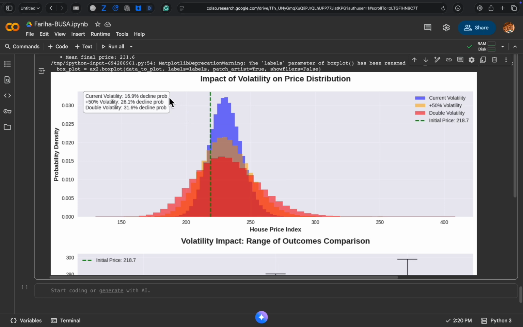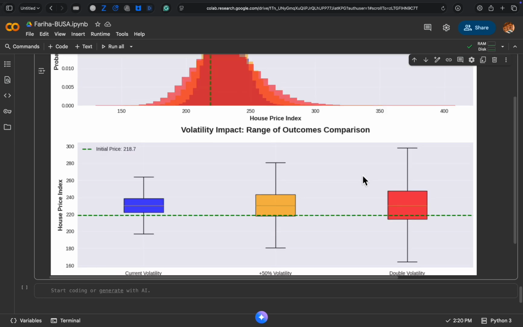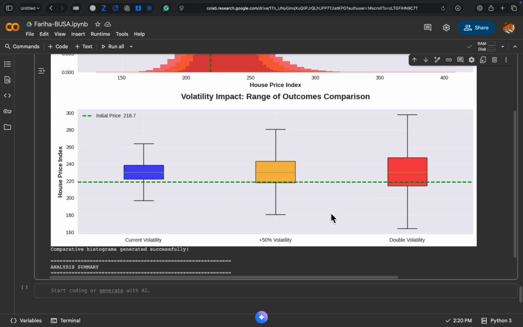With current volatility, there is a 16.9% chance that prices will go down. With plus 50% volatility, the chance rises to 26.1%, and with double volatility, it soars up to a catastrophic 31.6%. What this means is that higher market volatility doesn't just mean prices could go higher, it actually increases the risk of price declines. The market becomes riskier in both directions. The box graph at the bottom further verifies this claim. The whiskers extend out to broader price ranges with increasing volatility in both directions.